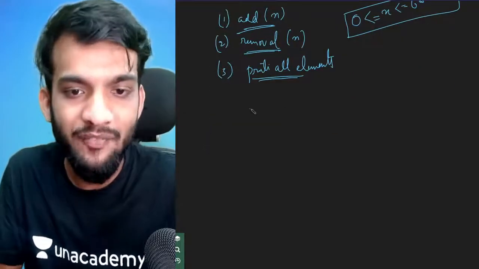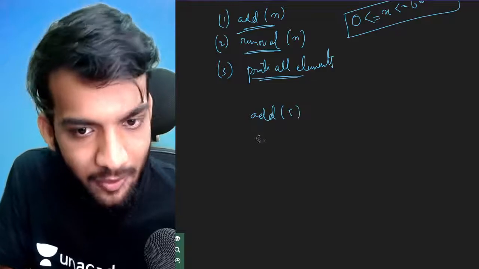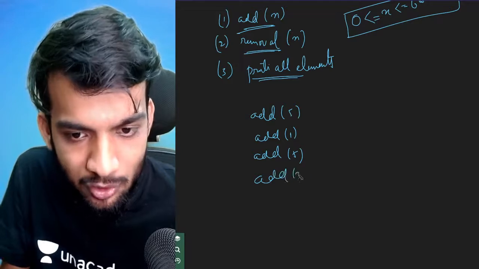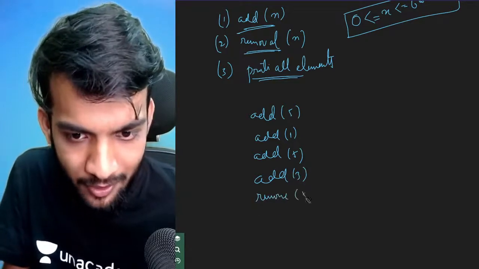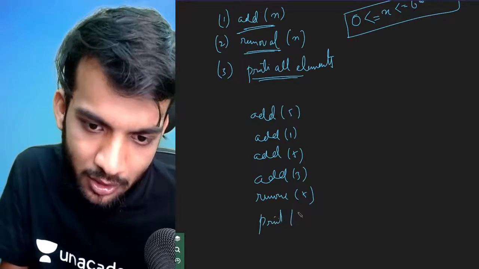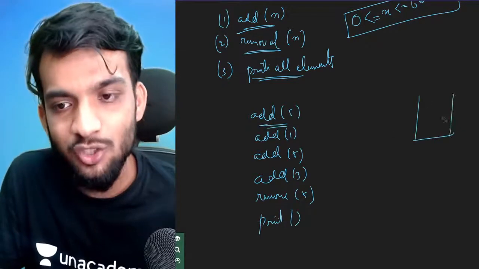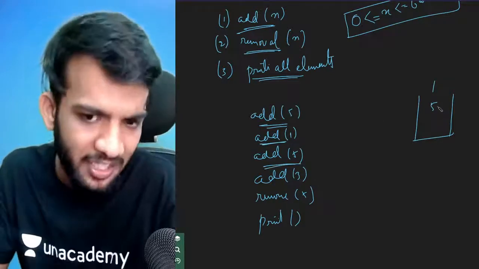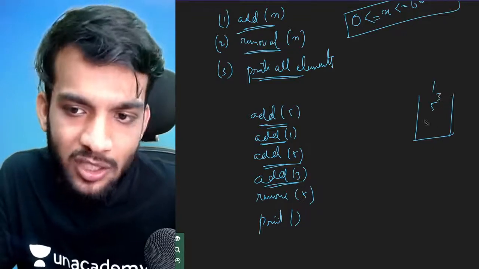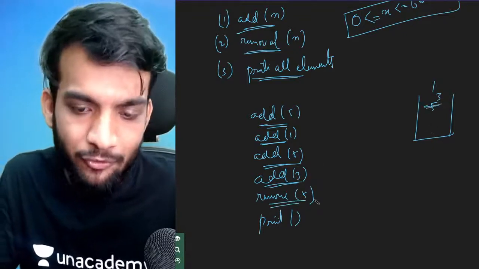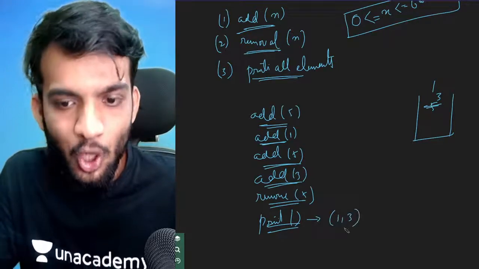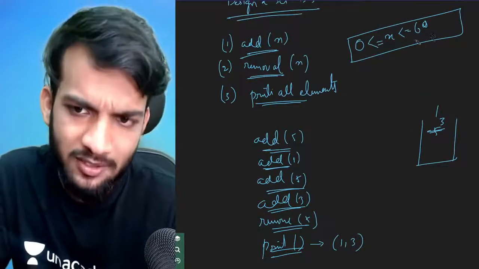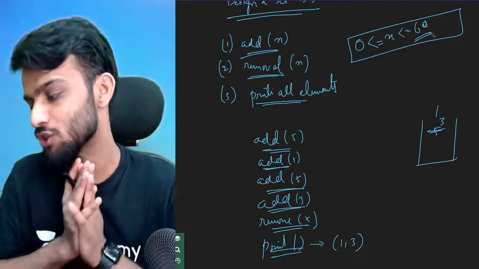For an example, if I tell you add 5, add 1, add 5, add 3, remove 5, and then print. Add 5, your set should have 5. Add 1, your set should have 1. Add 5, your set is already having a 5. Add 3. Remove 5, 5 removed. Print. Got this set data structure, what I want to implement. But yes, x will always be lesser than 60. Have you understood this?